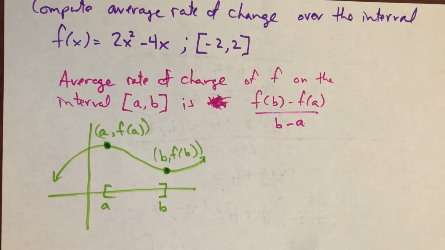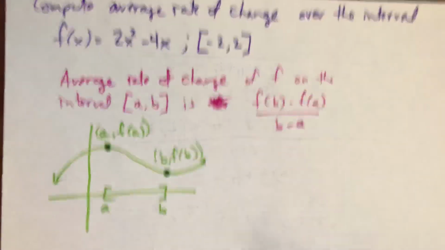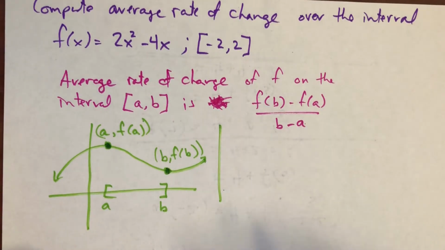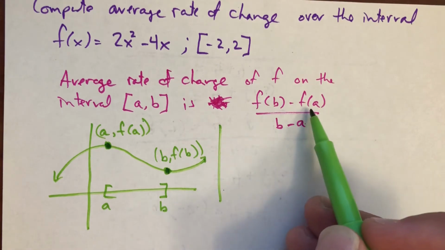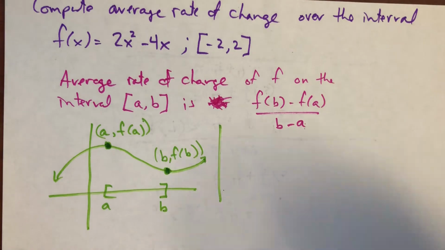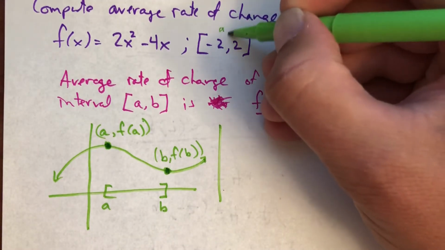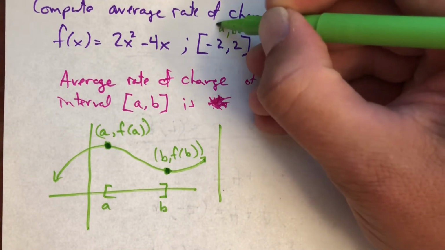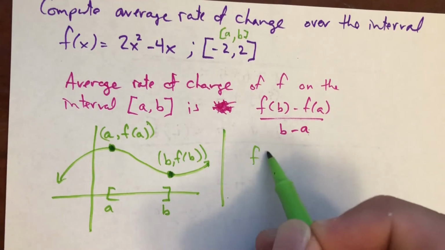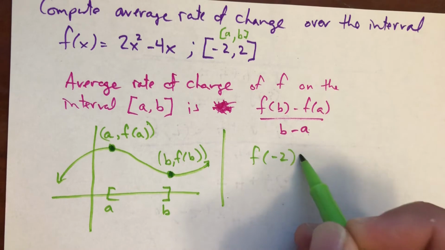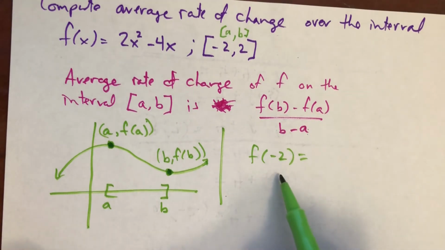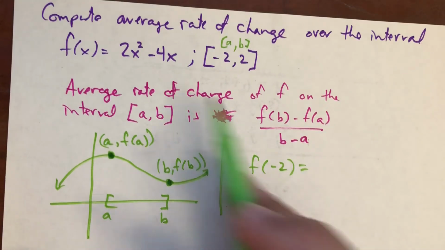So really the difficulty is finding those two points. We can set ourselves up for success. We want f(b), f(a), b and a. So let's say this is a and this is b, and we're just going to plug them in there. So we've got f(-2). We can find that. Let's do all the busy work first, and then we can put it all together at the end. So for f(-2), we're just going to put in a -2 everywhere we see x here.